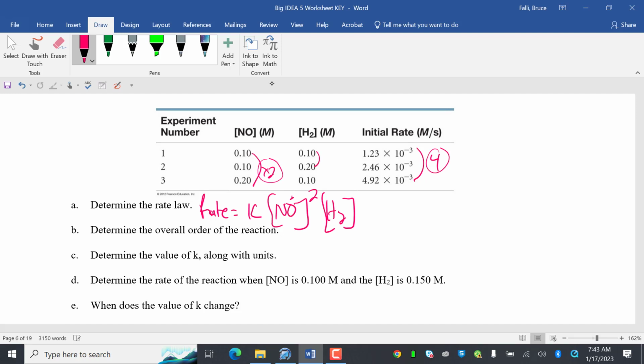So now let's take a look at this one. This is times 2, and this is times 2. That's the same. That's first order. Overall order is the sum of those. Determine K along with units, so I'm going to just plug it in.